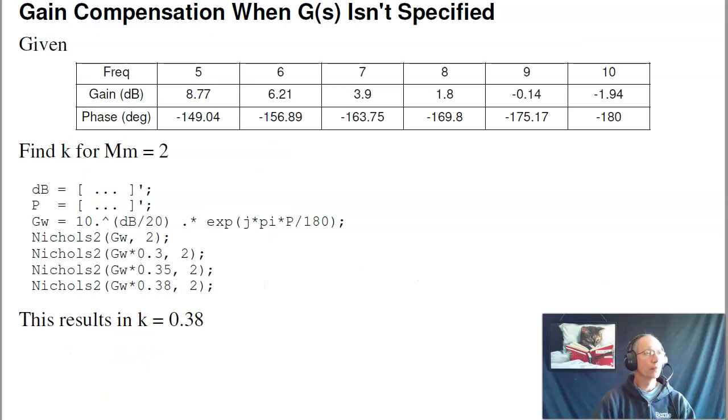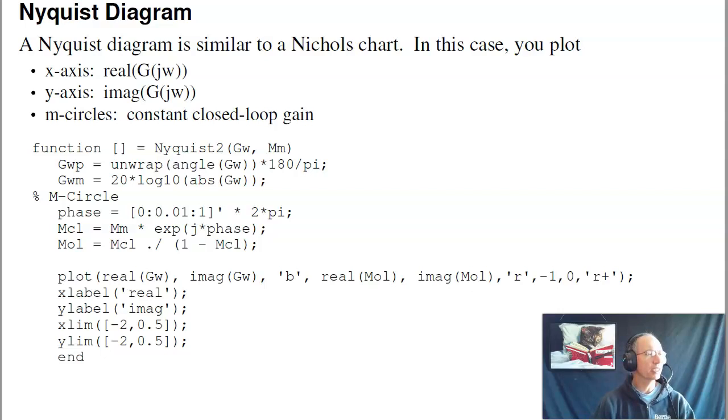Nichols was at MIT in the 1940s trying to help design anti-aircraft guns for the World War II effort. Nyquist was an engineer that was also in the 1930s designing feedback controllers as well. What Nyquist's approach was, rather than plotting frequency or phase versus dB, Nyquist just plotted the real part of G of j omega versus the complex part.